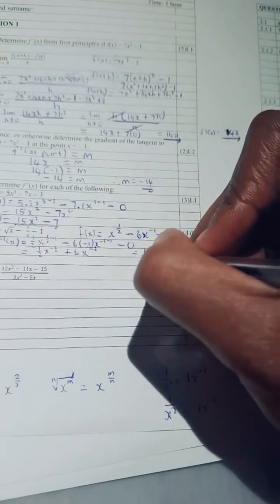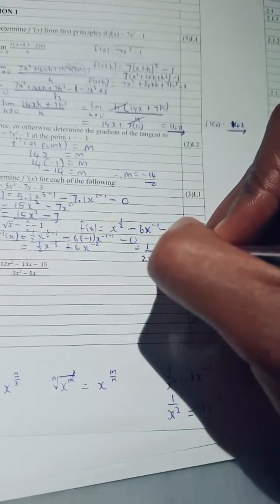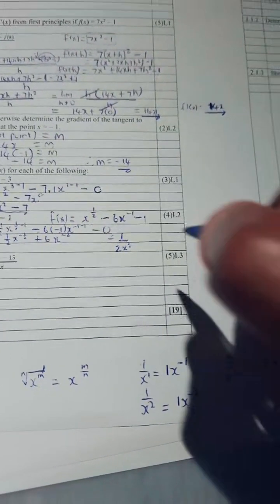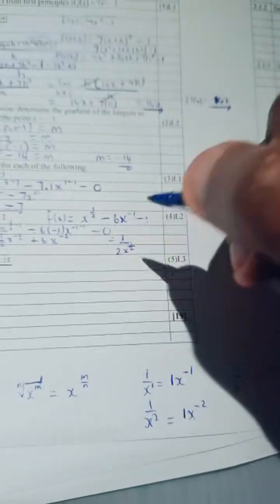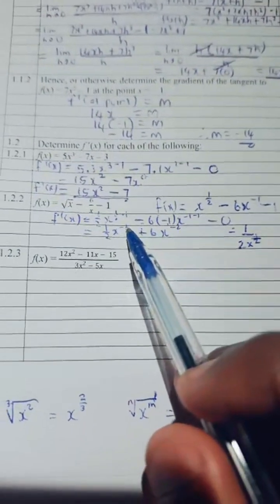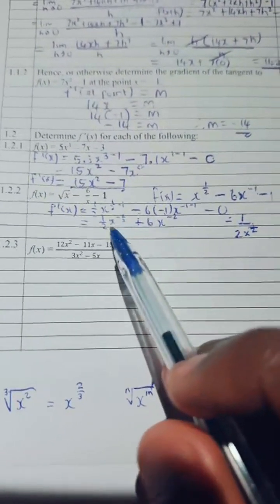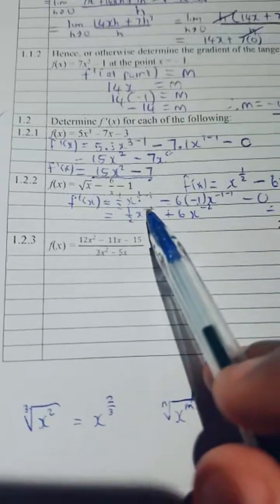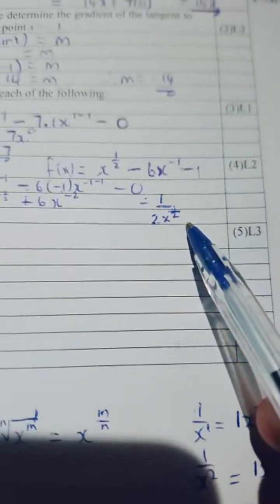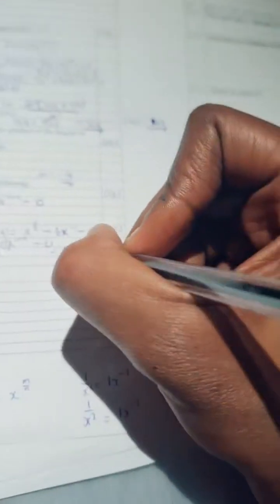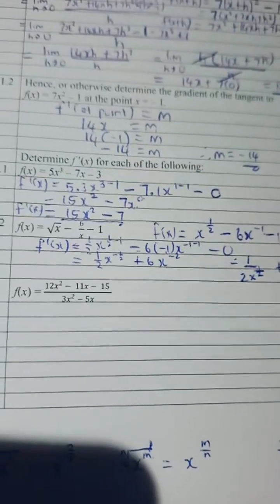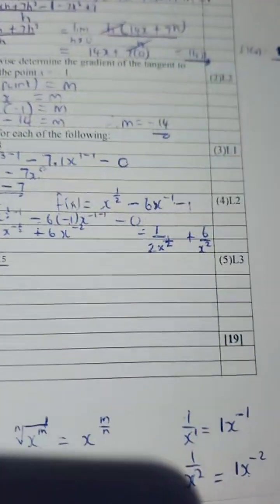Now we can write x to the power positive half in the denominator if you want: 1 over 2 x to the power positive half. Remember, this x to the power negative half is in the numerator, but then we can write it in the denominator with the exponent that's no longer negative, but positive. Same thing with 6x to the power negative 2. That becomes 6 over x squared.